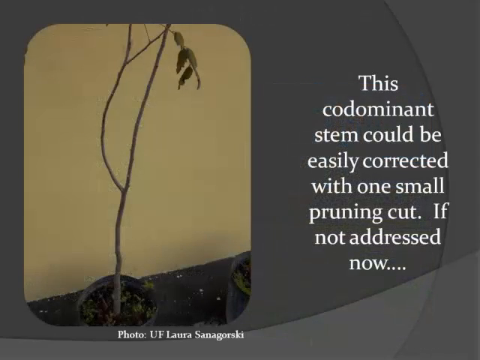Here's an example of a really small 3-gallon mahogany tree, typical nursery stock. And you can see this is what we're talking about when we mention a codominant stem. So you can see you don't have one straight central leader. You have two codominant stems that are really competing with each other, and this is going to be a defect over the course of this tree's life.